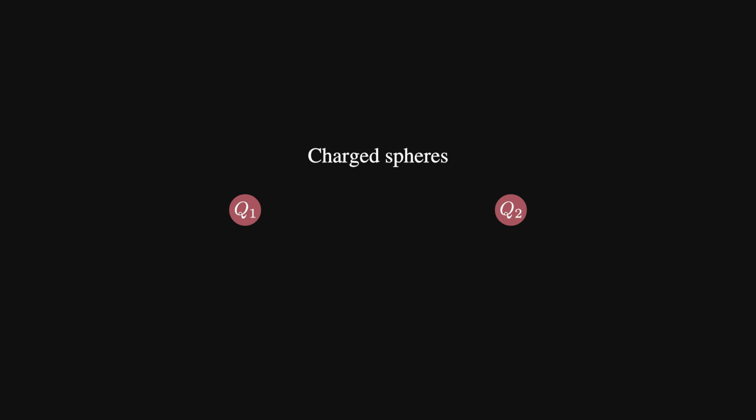To keep things simple to begin with, we'll start with two charged spheres, which we'll denote by the charges Q1 and Q2. We want to know the force experienced by one of these particles due to the other, and vice versa. In this example, we'll denote the force on Q1 due to Q2 as F12, and the force on Q2 due to Q1 as F21.